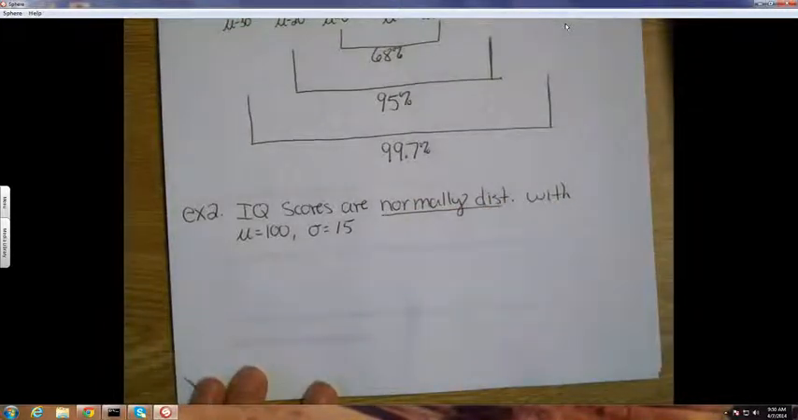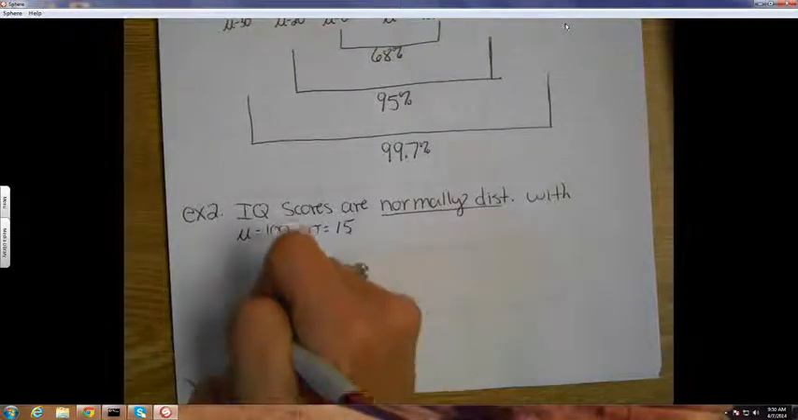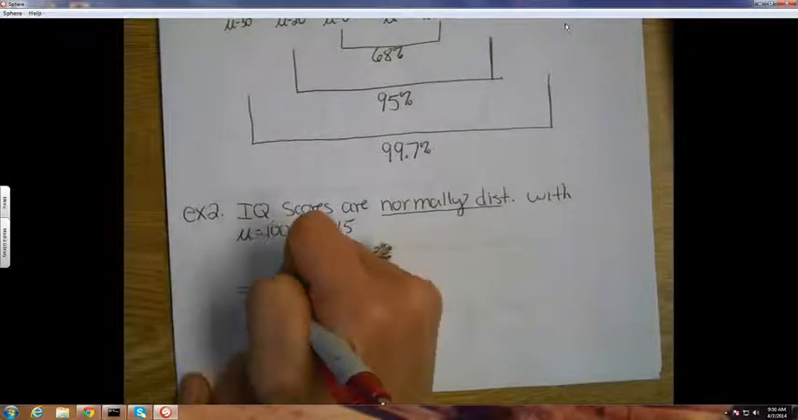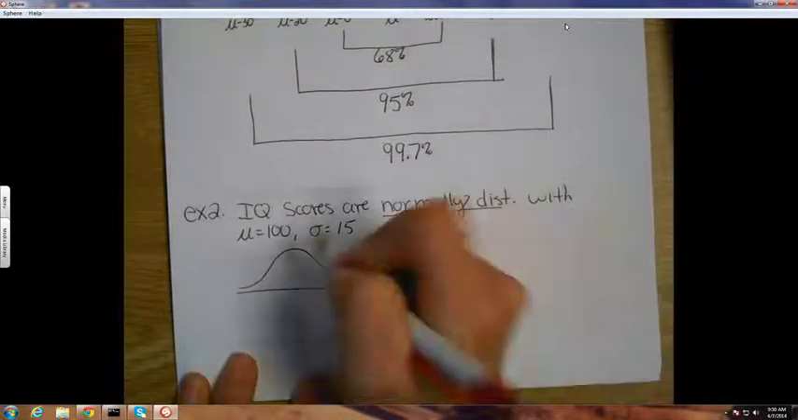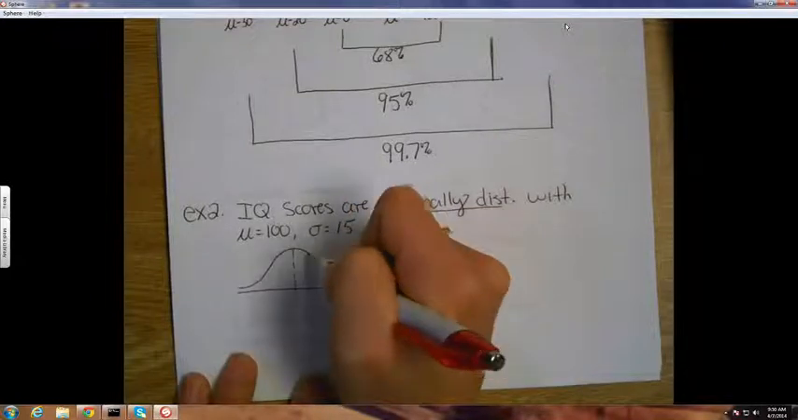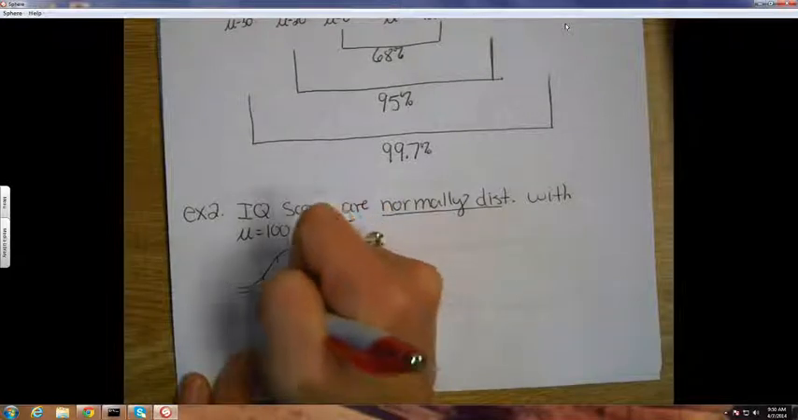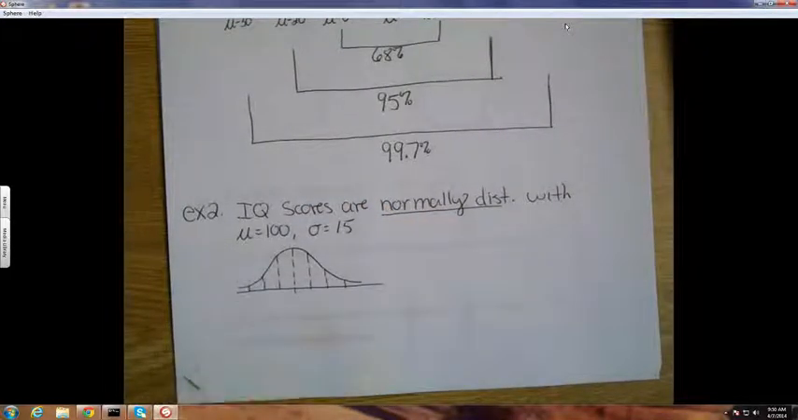Because it's normally distributed, we know it has that nice bell shape. There are 7 key values on that number line. Okay, this one doesn't have to be big, but I do want the 7 values here. Where do we start? 100 in the middle, there's the mean.